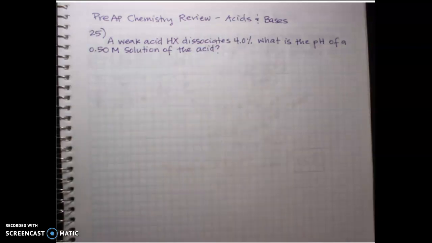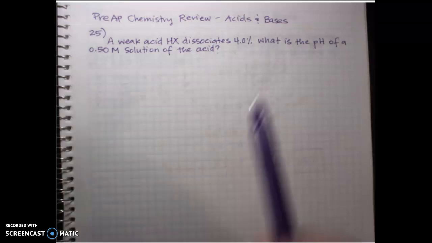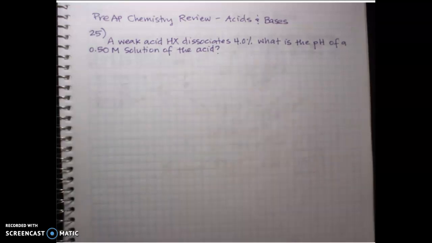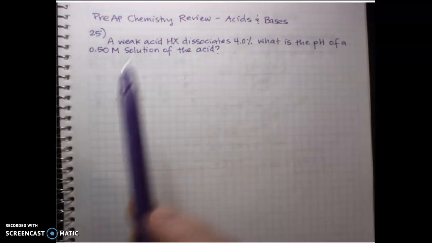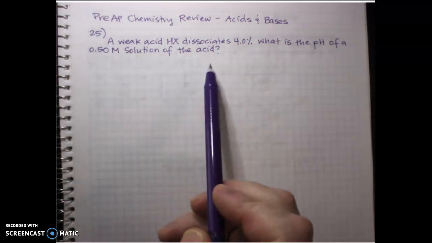This is number 25, the last on the page. It says a weak acid, HX, dissociates 4.0%. What is the pH of a 0.50 molar solution of the acid?